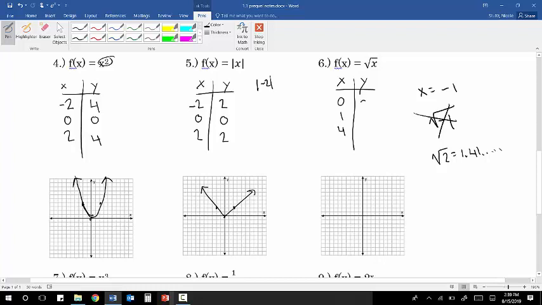So the square root of 0 is 0. The square root of 1 is 1. And the square root of 4 is a nice pretty whole number. That's definitely more doable. So we're going to put these points on here quick and see what kind of graph we get. 1, 2, 3, 4, 1, 2. So we're going to get like half of a sideways U for the square root function.